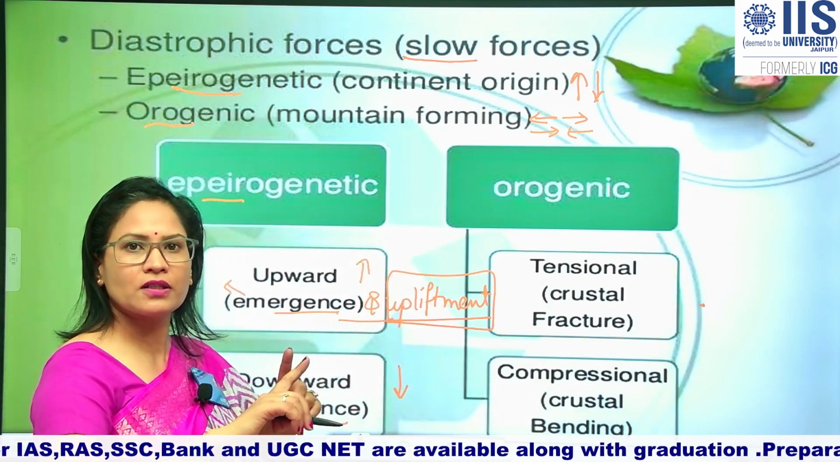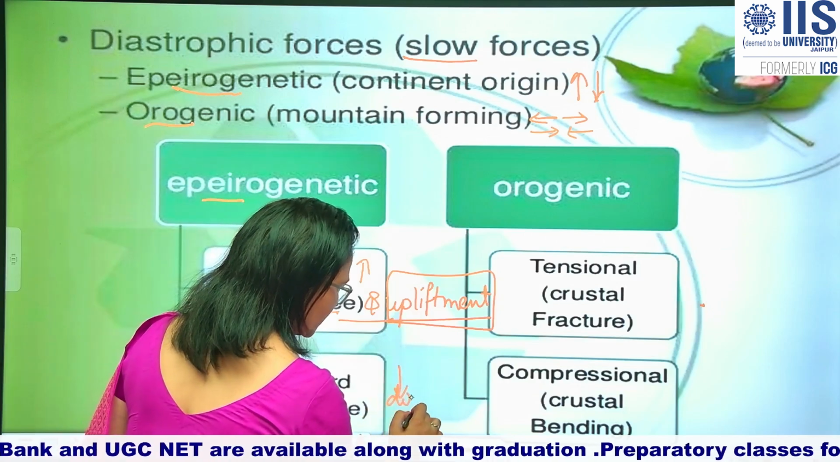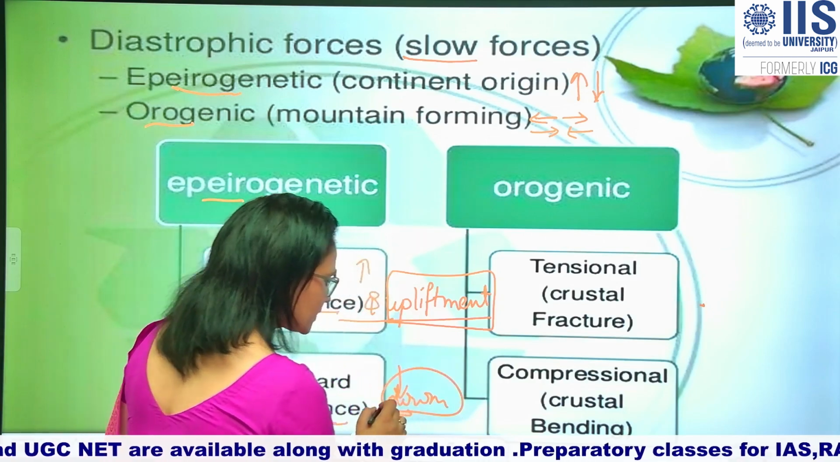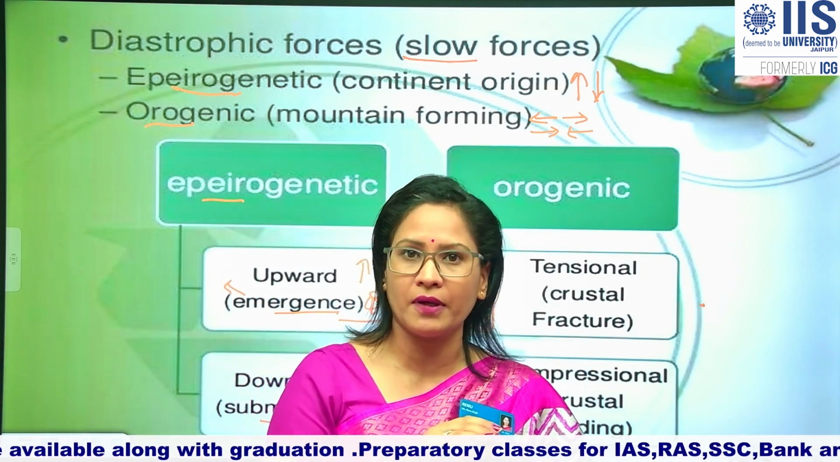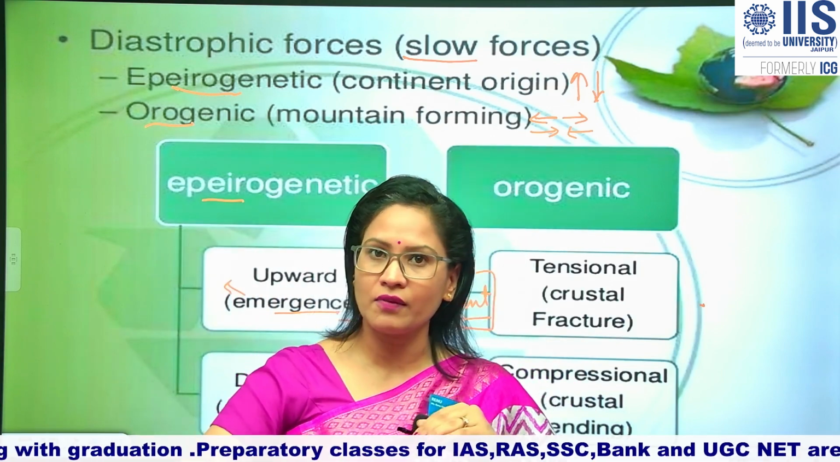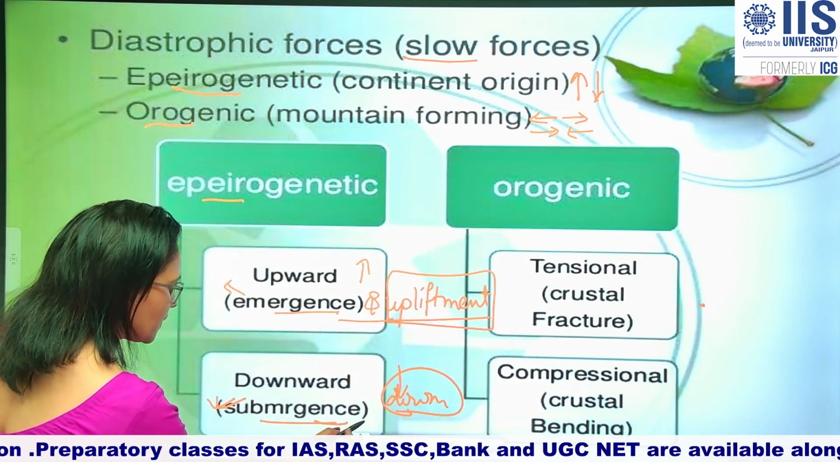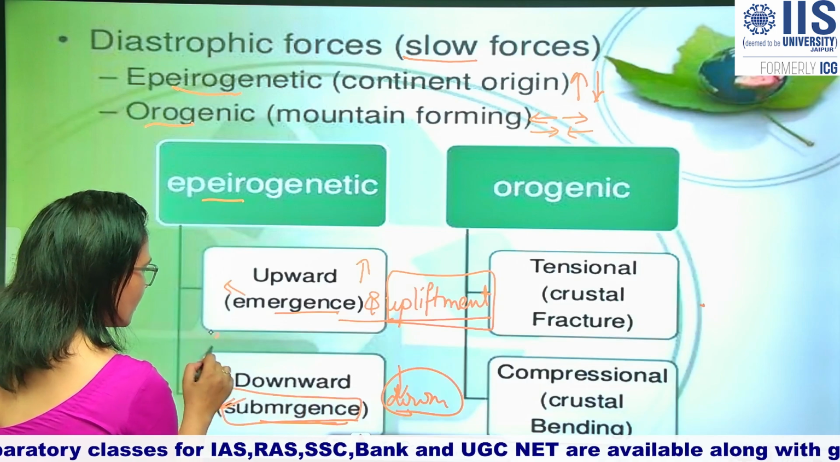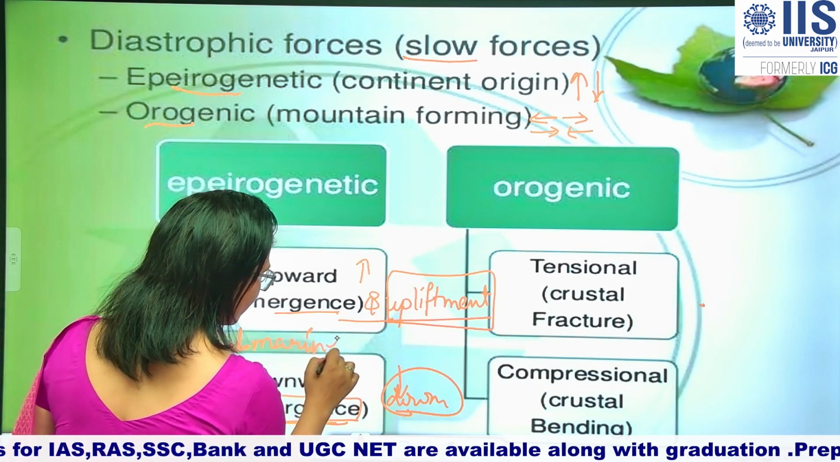Similarly, there is a bit of difference between submergence and downwards. If the word downwards is used, it means that the movement occurs on the land part. But if the downward movement occurs on the sea level, on the oceanic part, then it will be known as submergence. Did you hear the word submarine? Why is it so?